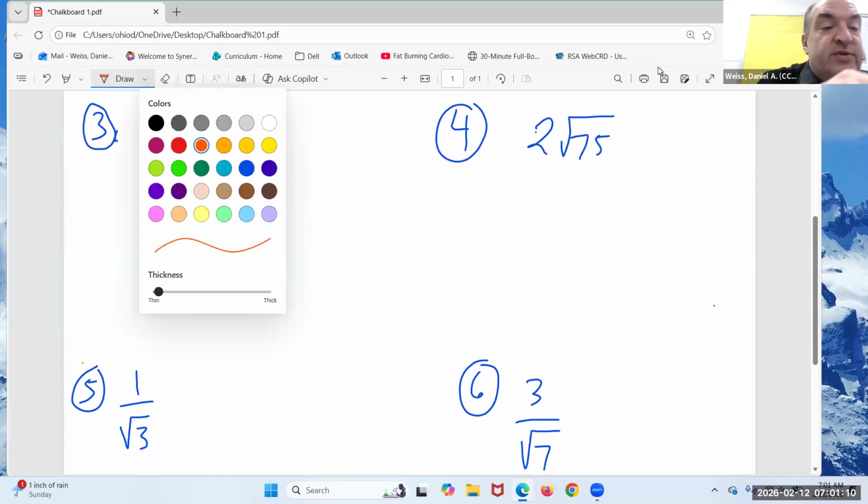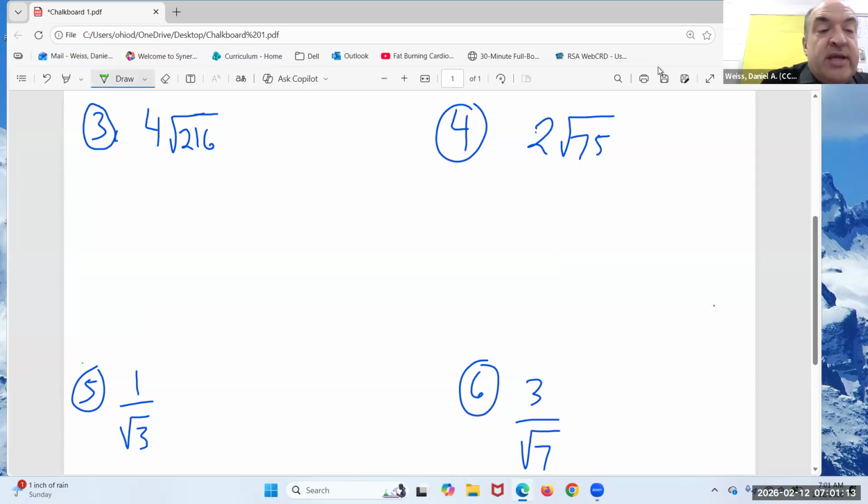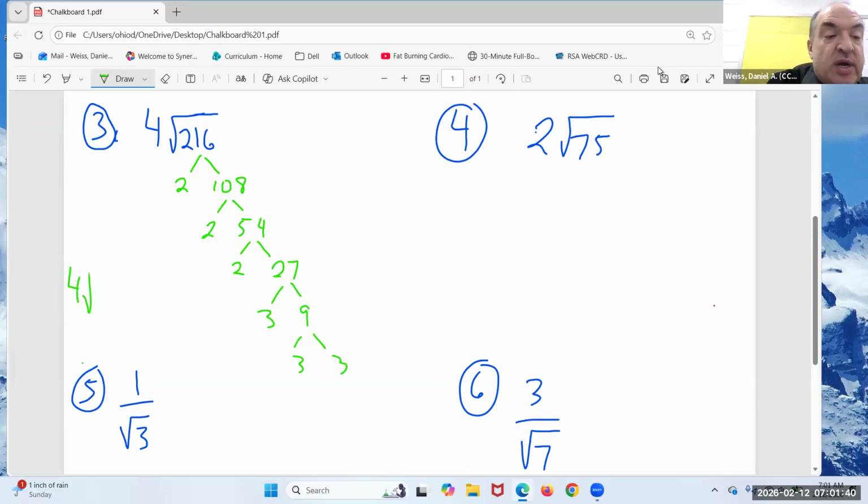Okay. So let's look here. 4 times square root of 216. You're going to break down 216. That is 2 times 108. This is 2 times 54. This is 2 times 27. That is 3 times 9. And 9 is 3 times 3. So what do you have here? You have 4 times the square root of 2 times 2 times 2 times 3 times 3 times 3.